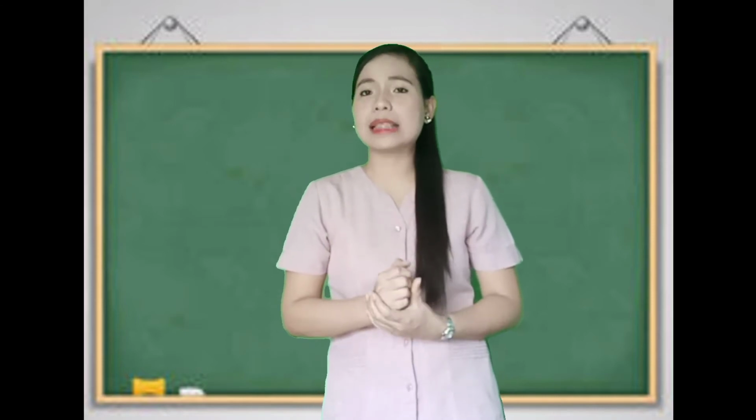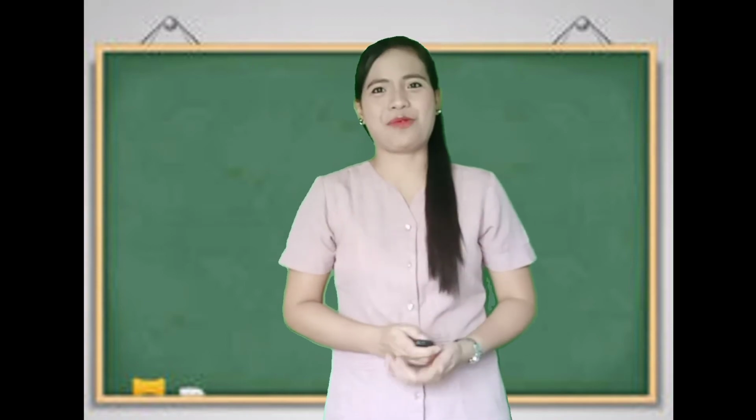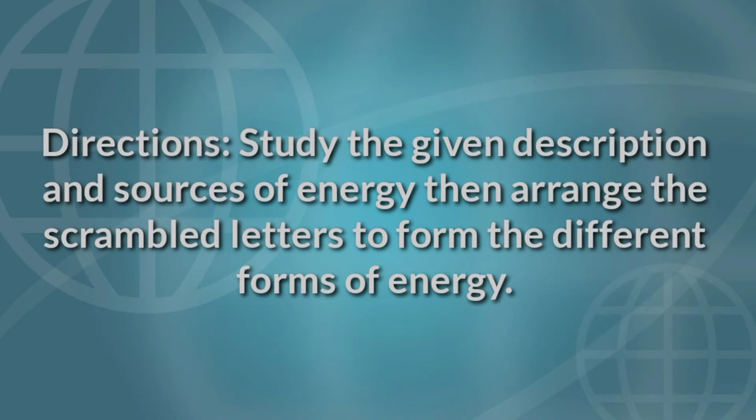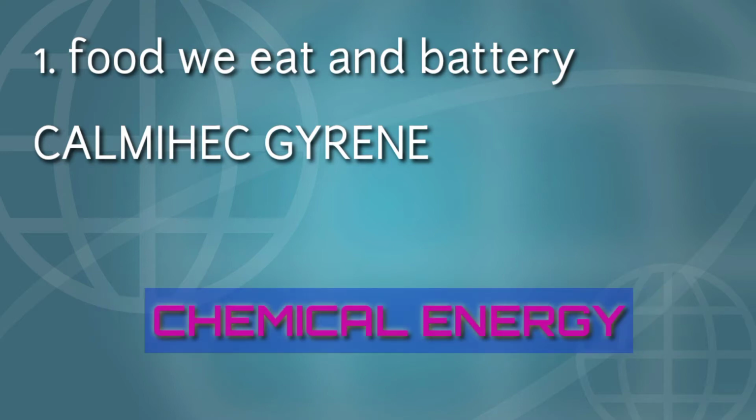But before that, let's have first a recap of our past lesson. Let's try to answer the following. Directions. Study the given description and sources of energy. Then arrange the scrambled letters to form the different forms of energy. Number 1. It came from the food we eat and battery. The answer is chemical energy.